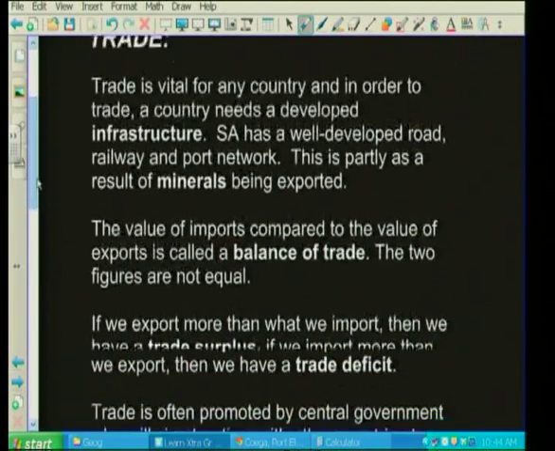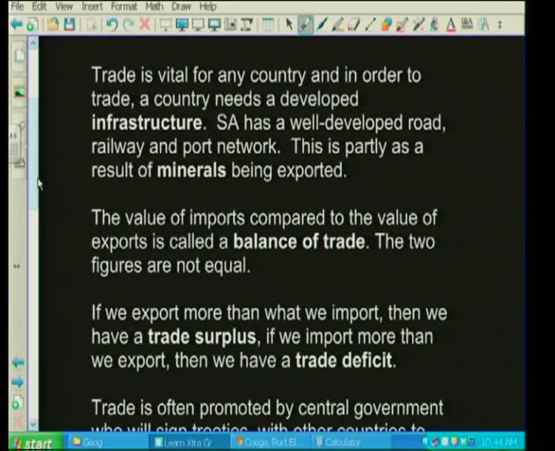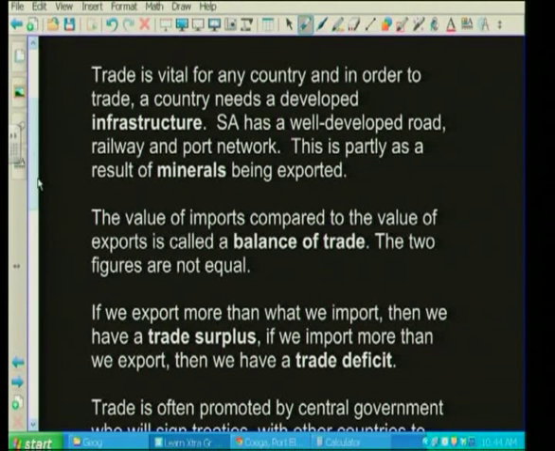Right, just to look at some of your notes there, trade is basically defined as the process whereby we import and export various things, and obviously we use trade to make money. We like to earn foreign revenue, and the ideal is to basically export more than what you import so that you make a lot of money. Trade is vital for any country in the world, and in order to trade, a country needs a developed infrastructure.